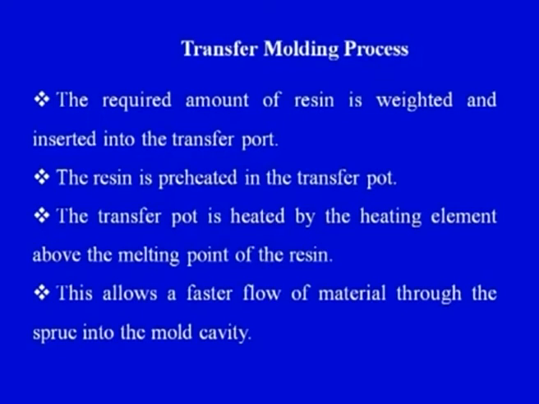The resin is preheated in the transfer pot because it has to be in the molten state, and only then would the pressure guide it through the sprue into the final cavity, and in that cavity the final product would be formed. Then the two halves may open, the ejector pin will push the product which has been formed inside the two mold halves, and we would be getting the final product. So to start with, the first step is that the required amount of resin is weighed and inserted into the transfer pot. The first point is very clear.